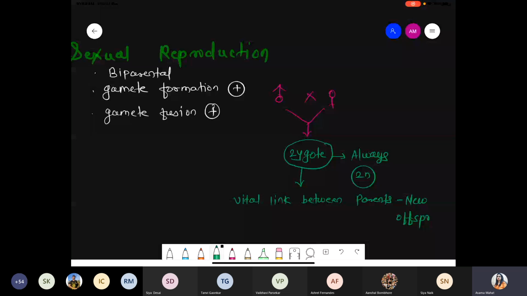That's it. Another one, it's a very slow method, very complex method, and the number of progeny is also less. वहां से question नहीं बनेगा. So one question, that is it is always diploid. Another one, these are the vital link between parents and the new offspring.